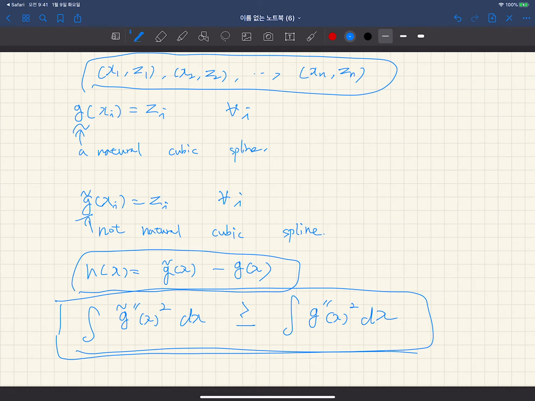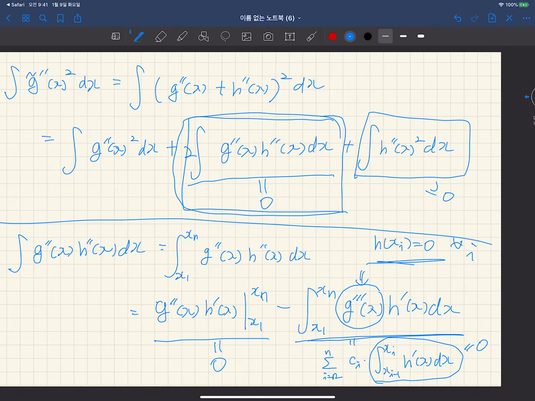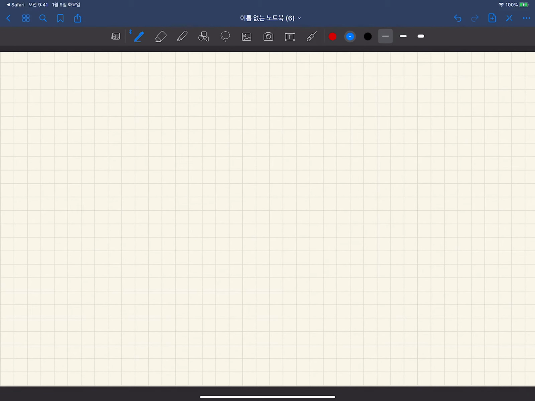The solution of smoothing spline is a natural cubic spline with nodes at x1, x2, up to xn. Okay, good, great. So from this property, we can derive a smoothing spline.